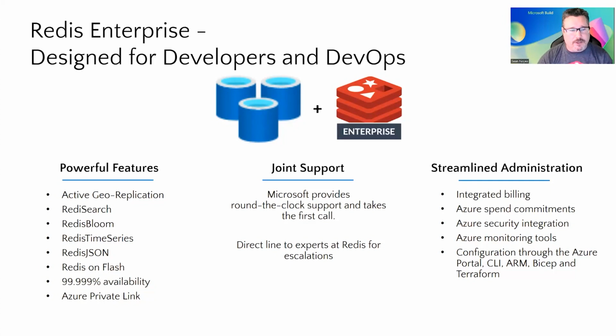These include active geo-replication, the Redis extended data types, which we'll talk about in a few minutes, 5.9's availability, and we provide joint support with Microsoft, where Microsoft provides round-the-clock support and takes the first call and has a direct line to Redis experts for any escalation necessary.